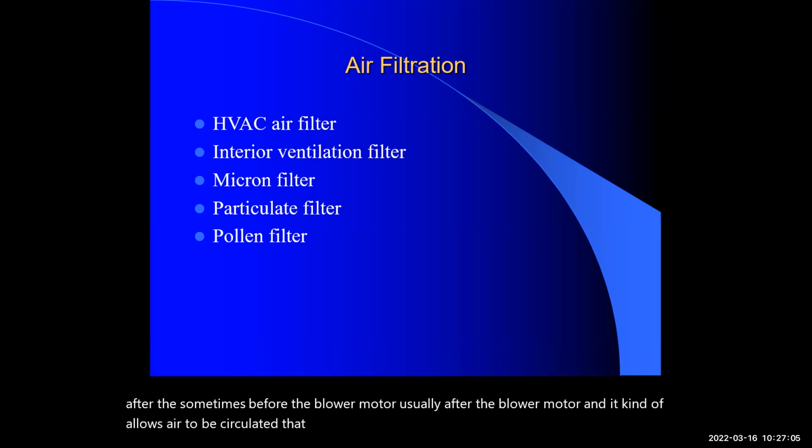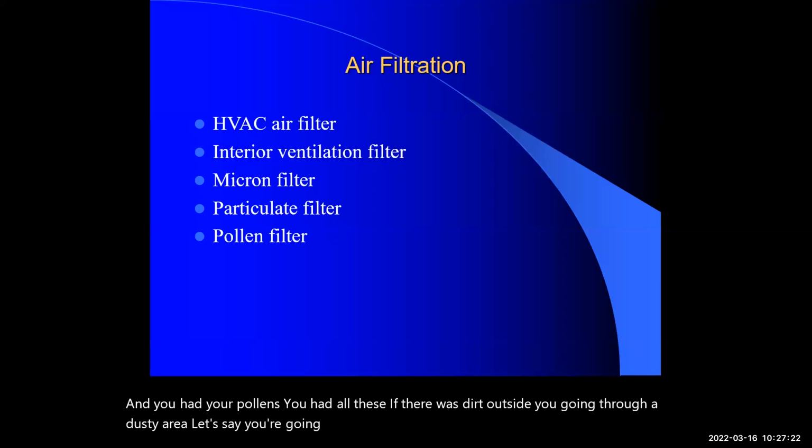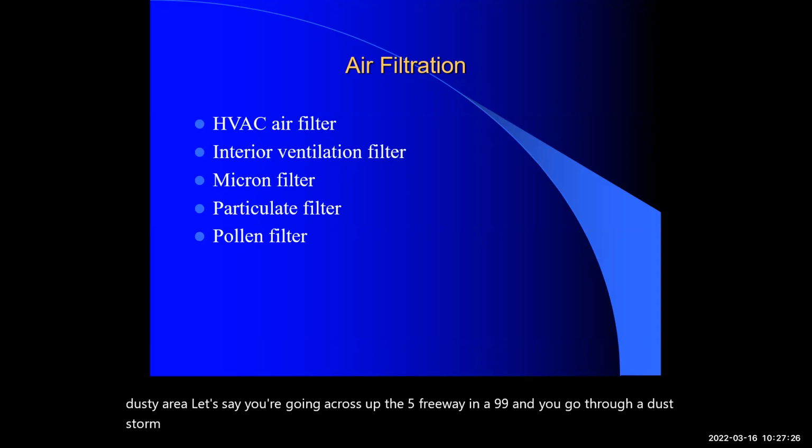And this is a great part that they put into it, because before we just had outside air coming right in, and you had your pollens, you had all this. If there was dirt outside, you're going through a dusty area. Let's say you're going up the 5 freeway and the 99, and you go through a dust storm, all that stuff's coming inside. This is what helps filter a lot of that stuff out. So this is a very small micron.